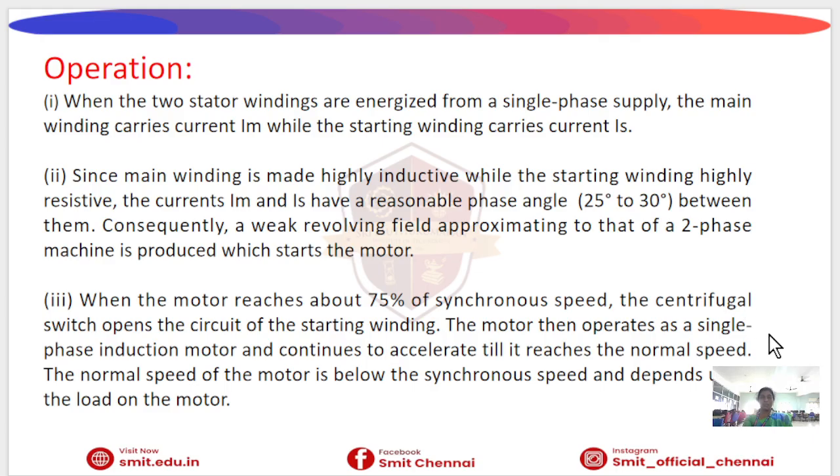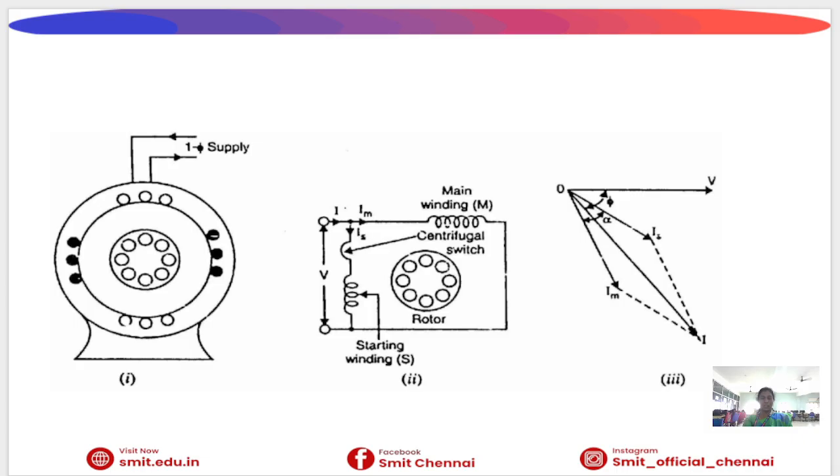What is the centrifugal switch? The centrifugal switch is connected in series with the starting winding. Here, see, this is the centrifugal switch. It opens automatically when the speed increases, when the rotor reaches 75% of the synchronous speed. What is the synchronous speed here? 1500 RPM. So when it reaches 75% of 1500 RPM, the centrifugal switch opens.